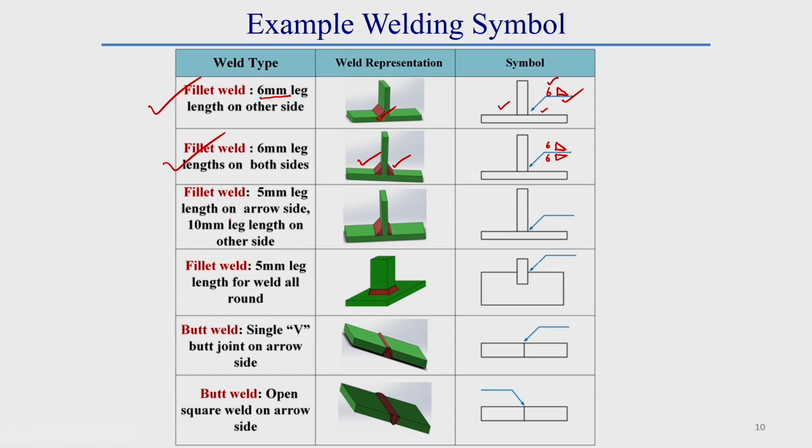Now, in the third case we did the welding operation where the sides have different leg lengths: on the arrow side the leg length is 5 mm and on the other side the leg length is 10 mm. So what will the welding symbol be? Arrow side means the bottom side, this is the arrow side weld symbol. What is the leg length of this one? It is 5 mm. So here we have to put 5.